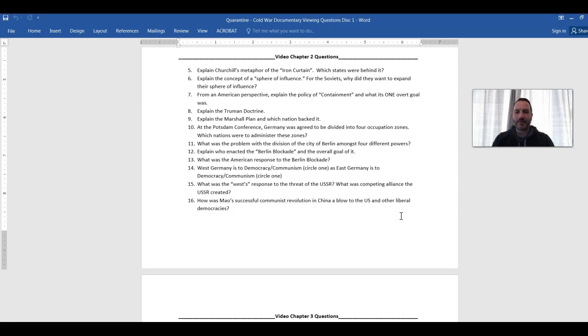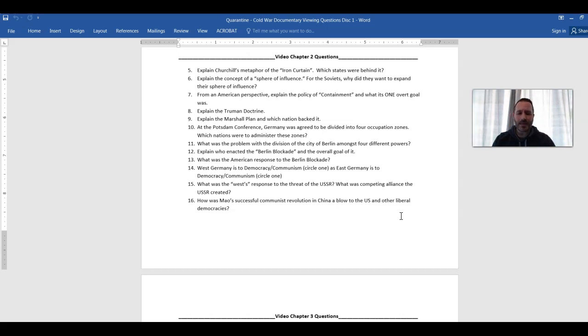Now, number 14 says West Germany is to democratic or communism as East Germany is to democracy or communism. So West Germany is democratic, right? That's the zone that is controlled by the Americans, by the Brits, and the French. East Germany is communist. That is the zone that is controlled by the USSR. Now remember, Berlin is in East Germany, and again, that's problematic.